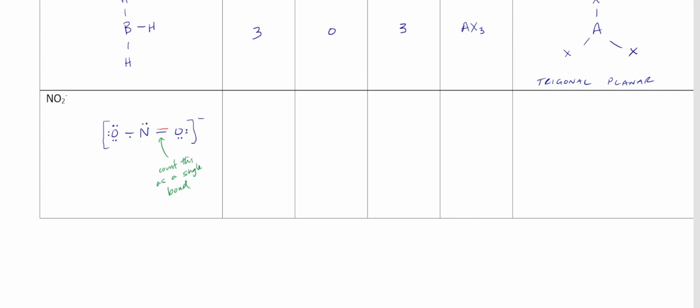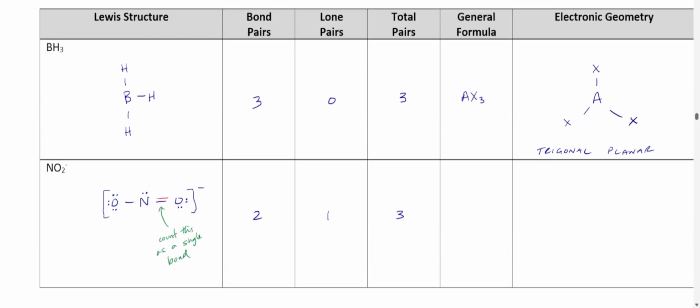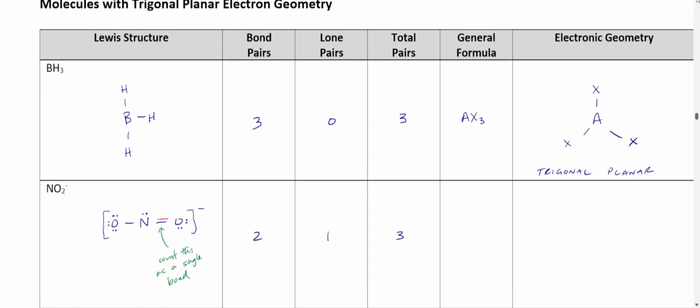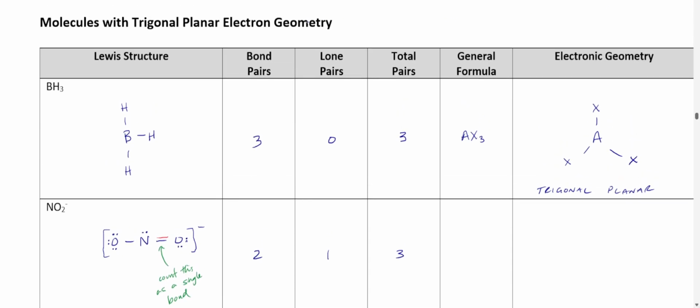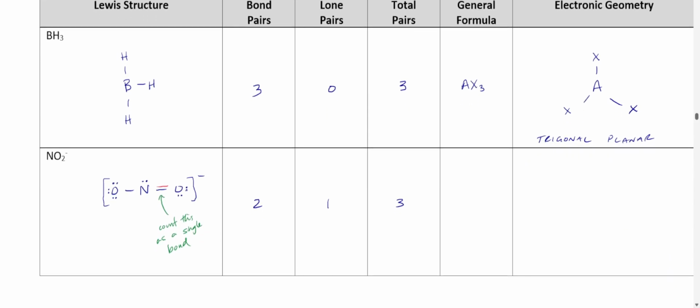Okay. So when I look at the number of bond pairs around my nitrogen, I count this as 1, and then that's 2. Now I have a lone pair on the central atom. Still a total of 3, and that's because the electron geometry I'm dealing with right here is the title of this section, trigonal planar electron geometry, so I should have 3 electron pairs around it. And now I'll say AX2E, where E is my lone pair.